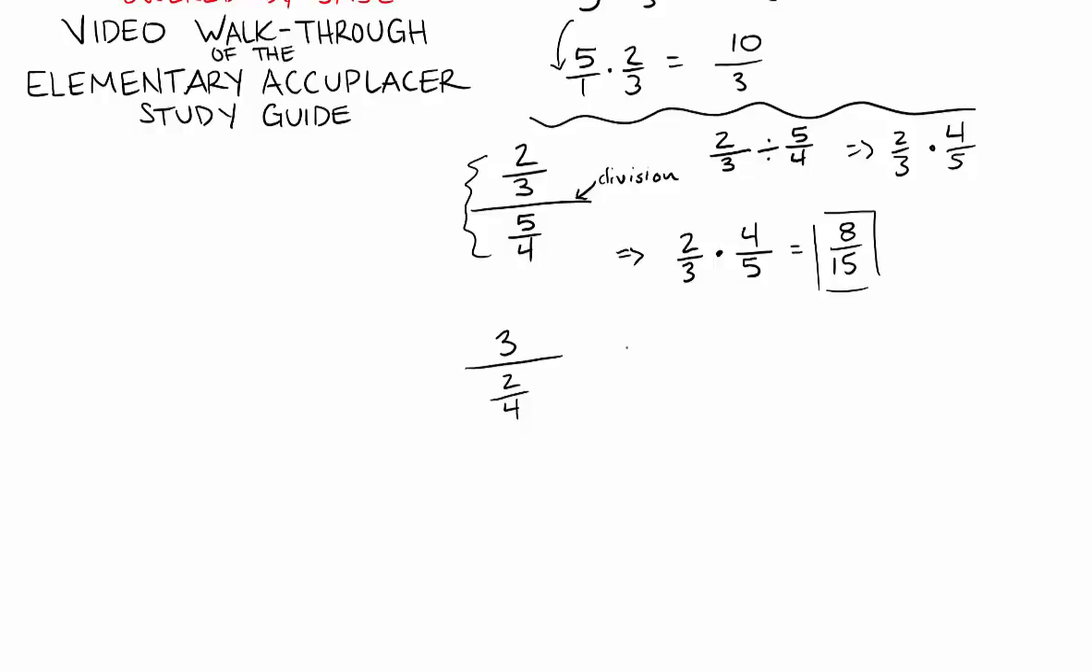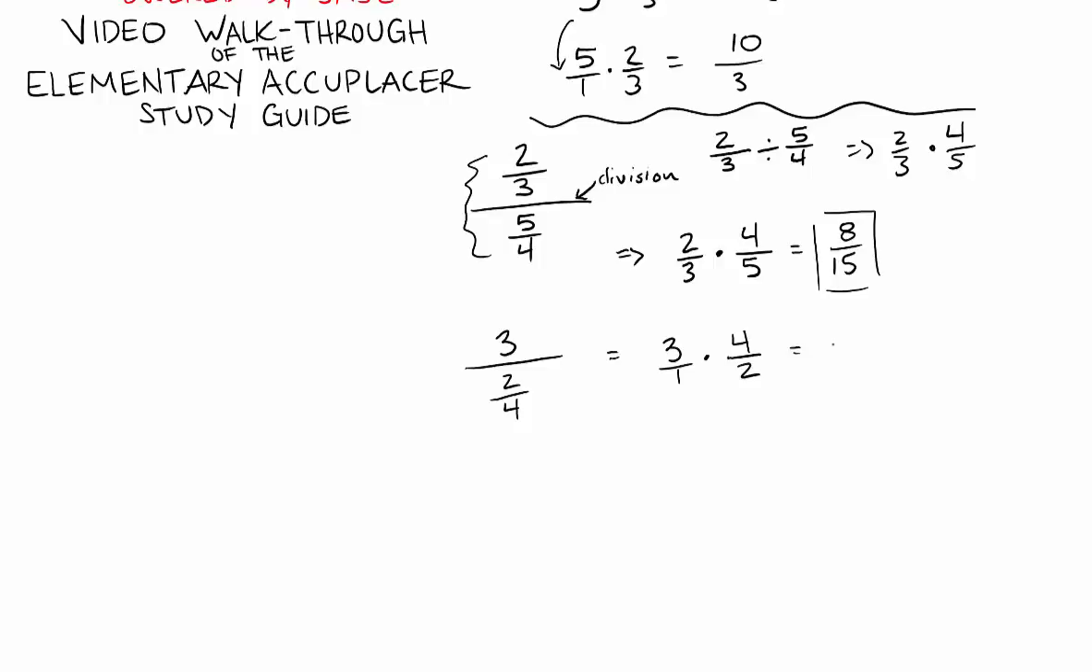I can either turn it into a fraction or I can leave it as 3, but I still want to copy the top. So I'm going to copy it. I'm going to put it over 1, because any number divided by 1 is just itself. And then I'm going to put a dot just like we did above, and then I'm going to flip the bottom, 4 over 2. Now, there's a couple things that you can do here.